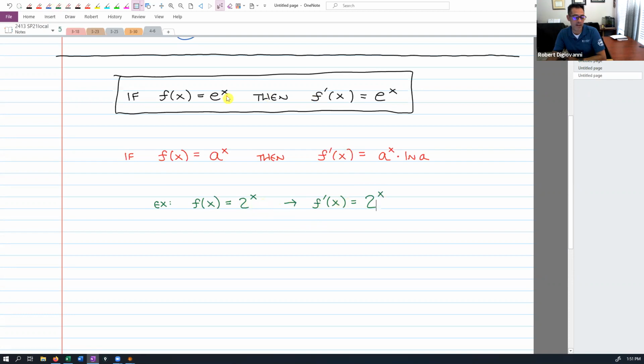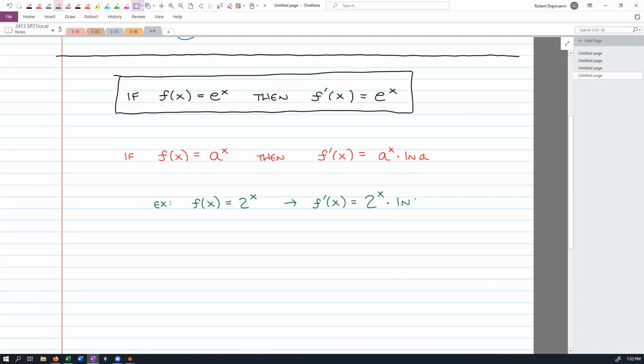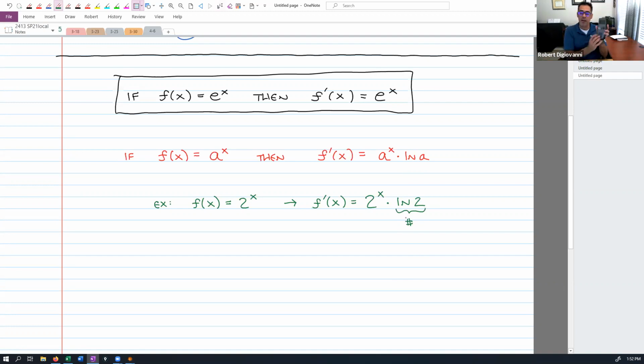So it's almost behaving like this. But then you have to tack on to it times natural log of what? Natural log of a. But what's a here for us? 2, right? And just keep in mind, everyone, natural log of 2 is just a number. You could do that on your calculator. So for 2 to the x, its derivative is almost itself. It's almost the same thing, except you have to scale it, so it's not going to exactly be the same. This answer is going to be shifted off just a little bit.